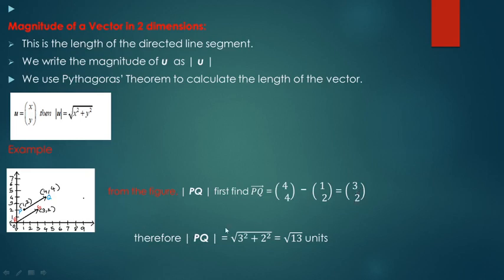Now we find the magnitude of PQ. And we have said magnitude is the square root of x squared plus y squared, where these are our x and these are our y.